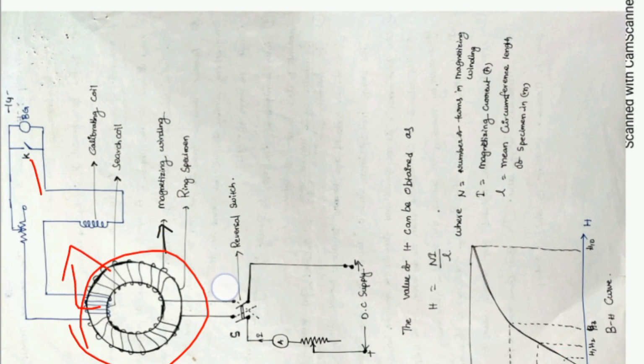A switch with a reversing switch: the dotted line shows the positive forward and reverse condition. A rheostat is used to flow some current. Due to this current, a magnetic flux will be created in the ring specimen. After that, we are giving a DC supply, because it is a DC test. The method of reversal is a DC test.